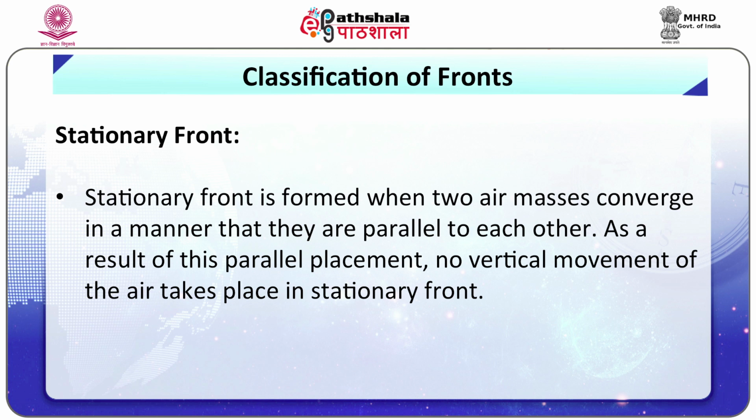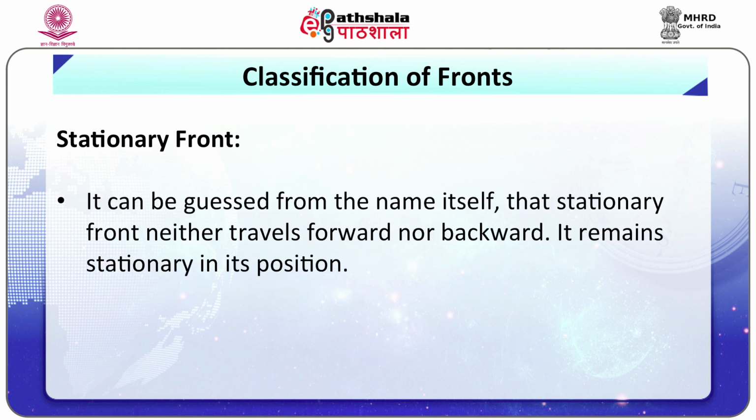Stationary front. Stationary fronts are formed when two air masses converge in a manner that they are parallel to each other. As a result of this parallel placement, no vertical movement of the air takes place in stationary fronts. It can be guessed from the name itself that a stationary front neither travels forward nor backward. It remains stationary in its position.